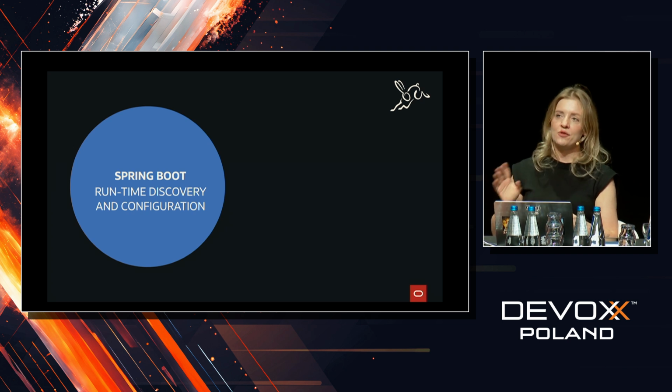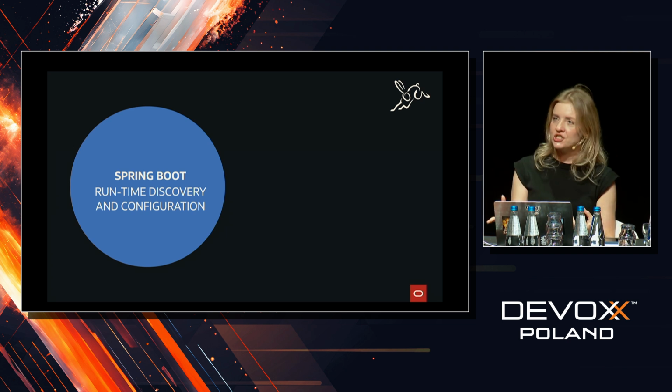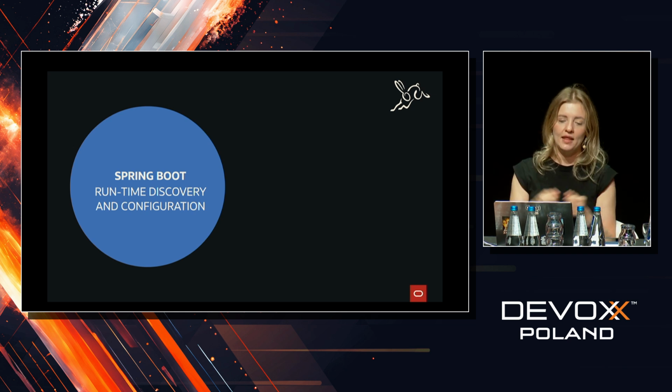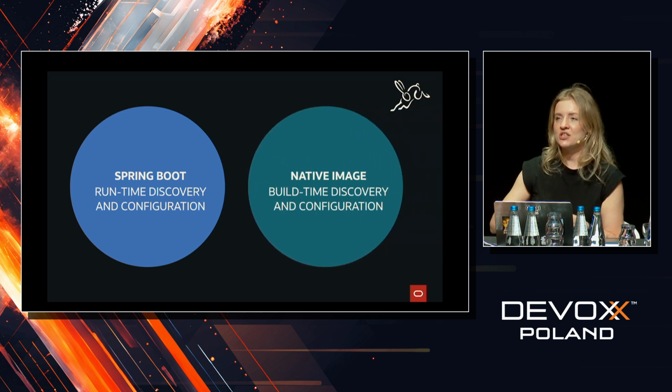So when you first run your application, what Spring Boot will do, it will look at your app, it will pull all the config from all the different places, and it will try to make sense of your application and build this kind of understanding of your app and what it's supposed to be doing by pulling all those pieces together. Now, this is all good, and what's interesting, native image is trying to do pretty much the same thing.